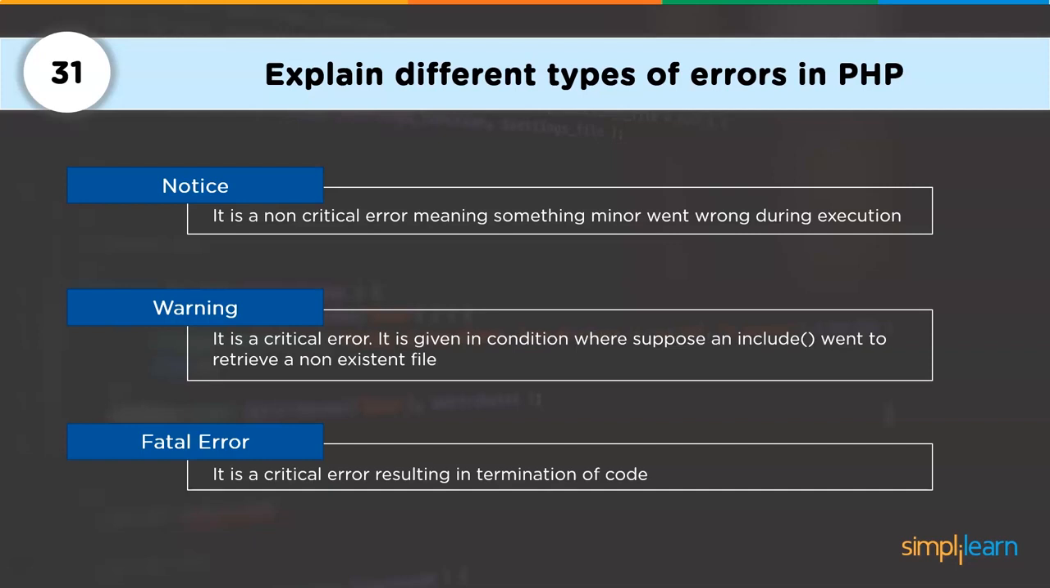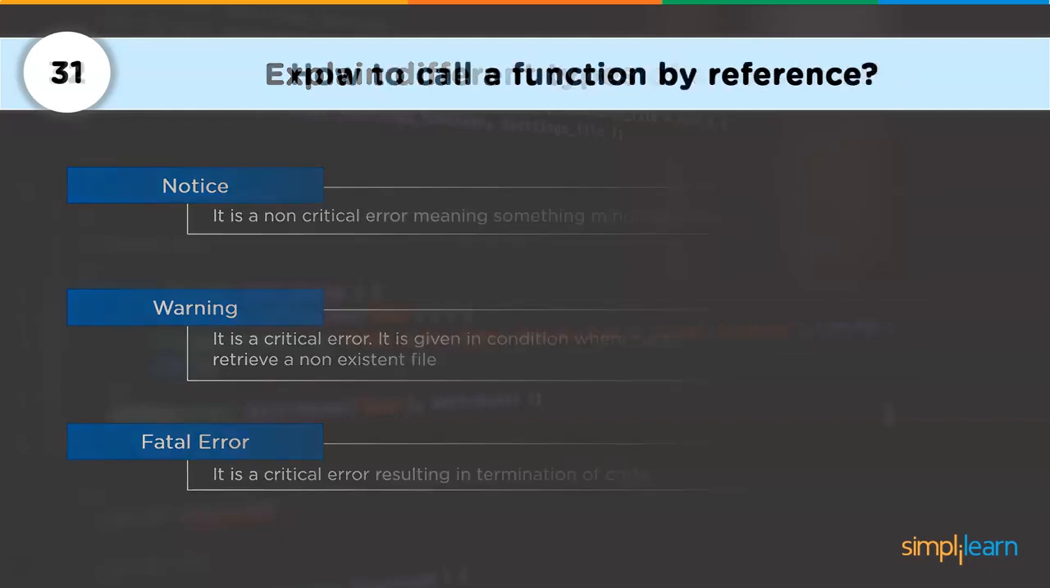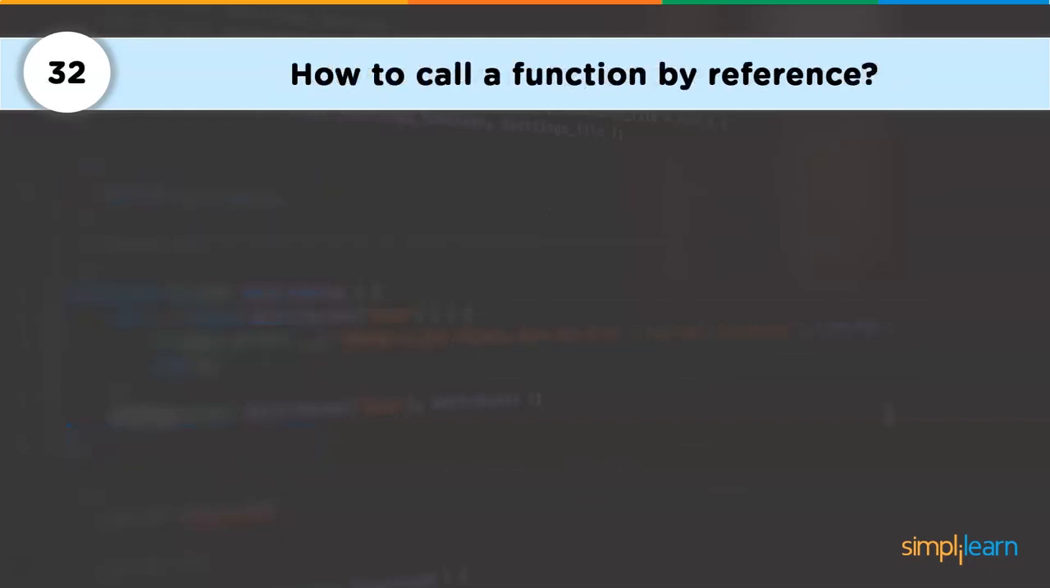So as we discussed in the try and catch part of the question, if an exception is thrown and we do not have a catch function for it, it will display a fatal error which will result in termination of the code. Next question, how to call a function by reference.